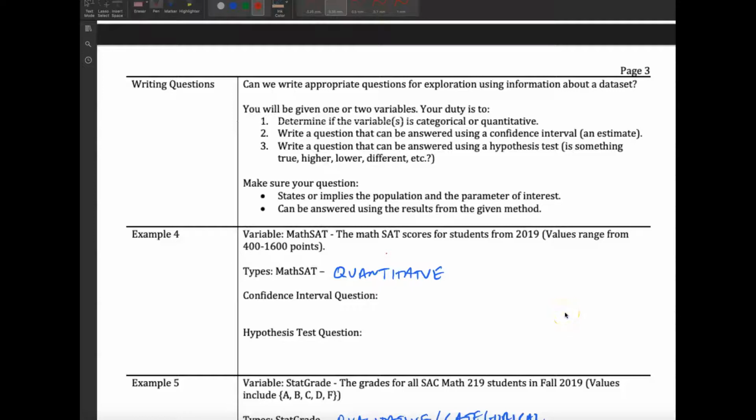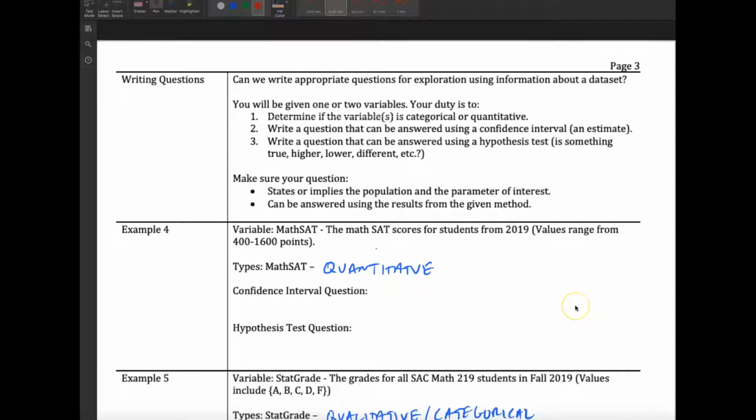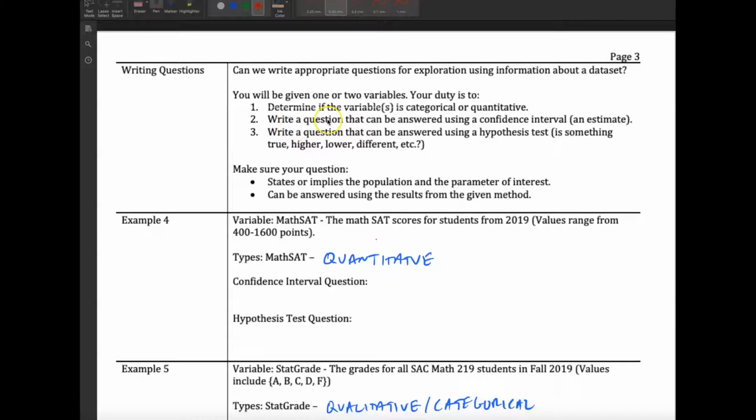In this section, where we introduce errors and power, we focus on questions. What questions would we be asking for confidence intervals and hypothesis tests? Here are some thoughts for us as we explore information from a given data set and try to come up with questions that would need a confidence interval or a hypothesis test to answer.